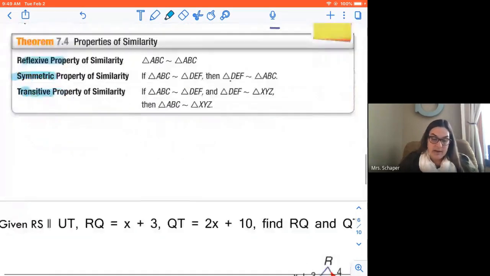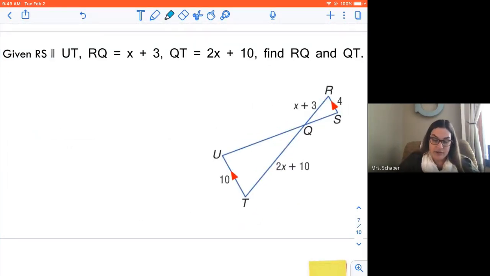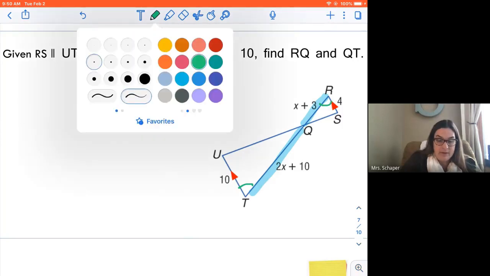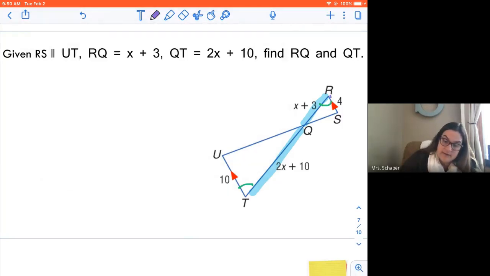All right, here we go. Given that RS is parallel to UT and RQ is x plus 3, QT is 2x plus 10, find RQ and QT. Okay, so these two sides correspond, and these two angles are congruent because they're alternate interior angles. And then we can say that these two sides right here are proportional. So we can say that 4 is to 10 as x plus 3 is to 2x plus 10.